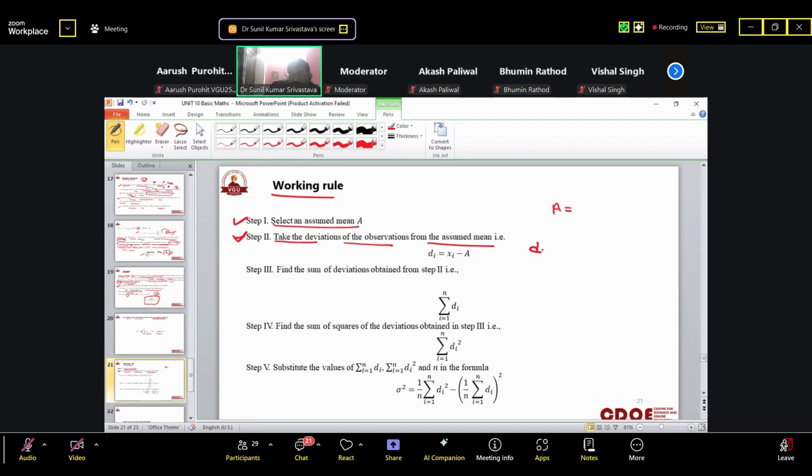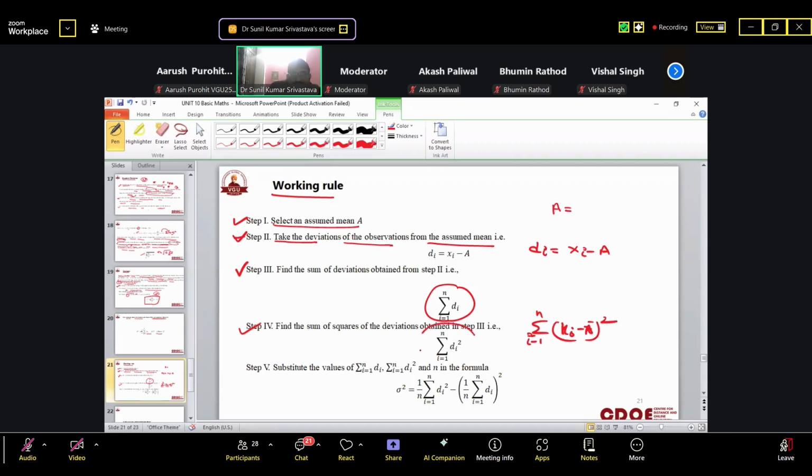So here the division is denoted by di, and the division is xi minus the assumed mean. In the third step, we have to take the sum of all the divisions. In the fourth step, find the sum of the squares of all the divisions, that is the summation of i equal to 1 to n of xi minus x bar, the whole square.